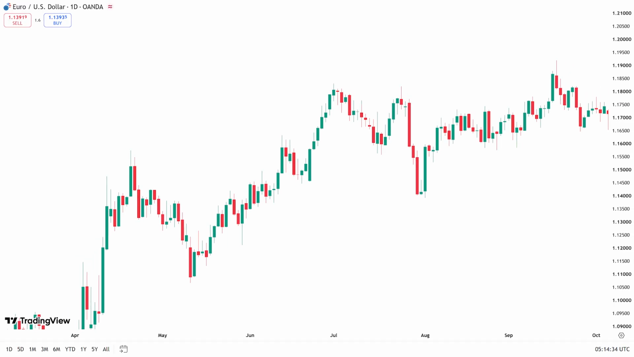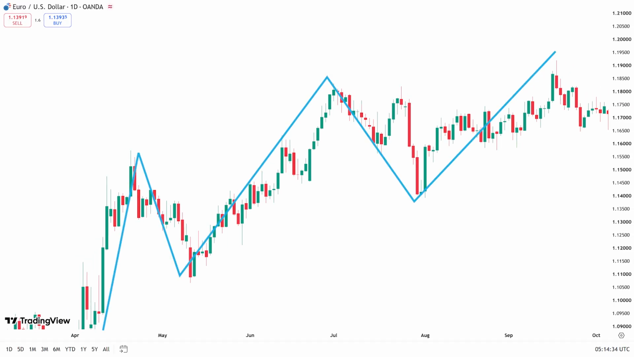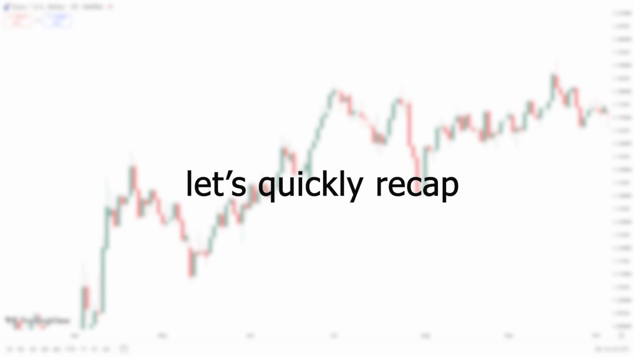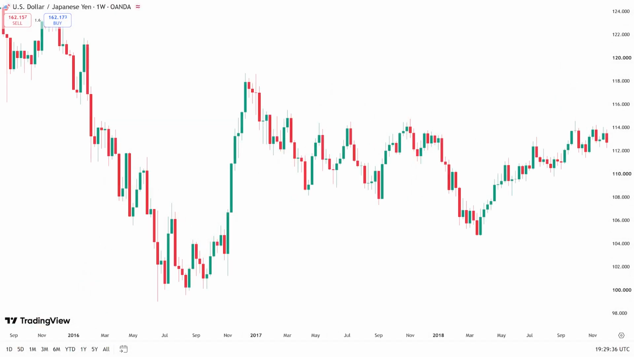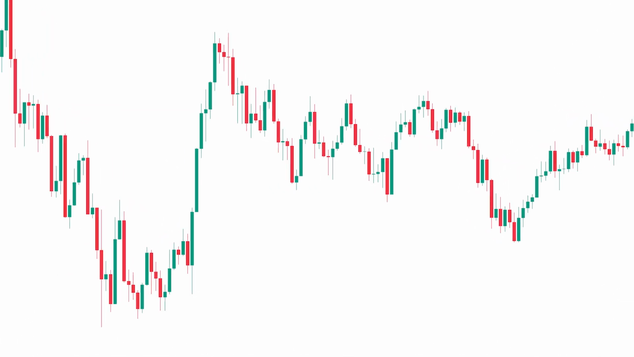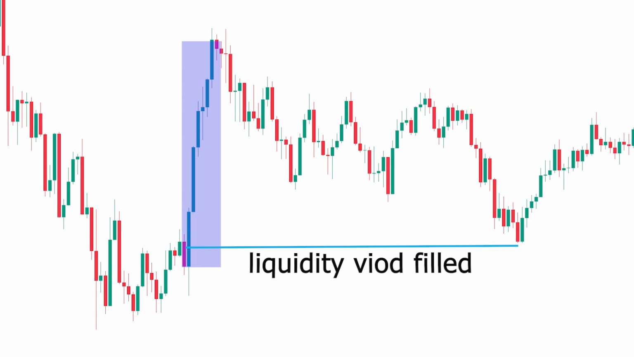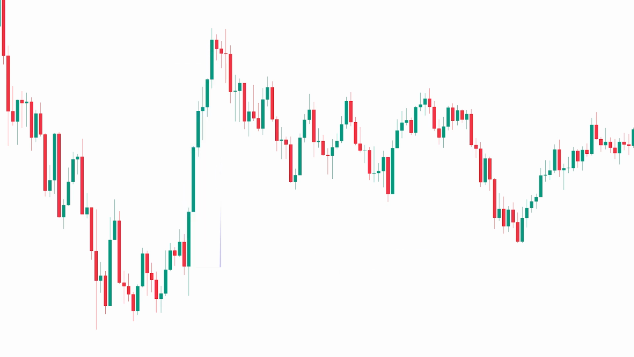Pay attention to the overall market structure. Watch how price behaves as it approaches or revisits the liquidity void. Let's quickly recap. A liquidity void is created when price moves so aggressively that very little trading takes place. It reflects a temporary imbalance between buyers and sellers. But remember, a liquidity void is not a trading signal. It's a piece of market information. It tells you where the market moved with exceptional strength.